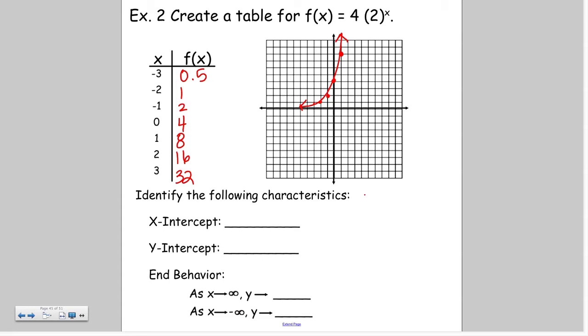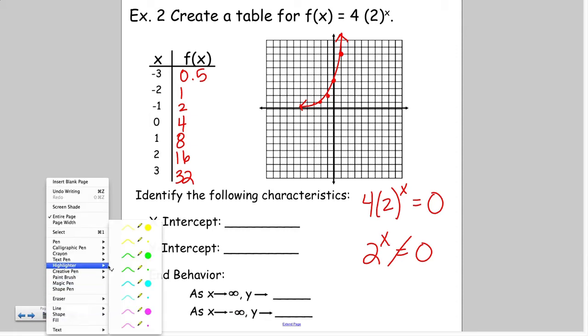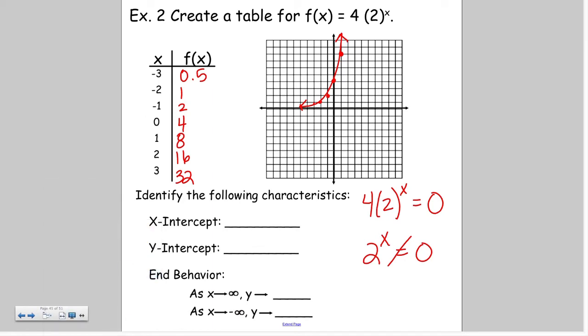because if I tried to solve this, there is nothing that I could plug in for x to ever give me 0, because anything raised to the x will never give you 0. So that's why you've got that asymptote for these at 0. So I'm going to go through and highlight. There's where my graph stops. So I've got an asymptote.